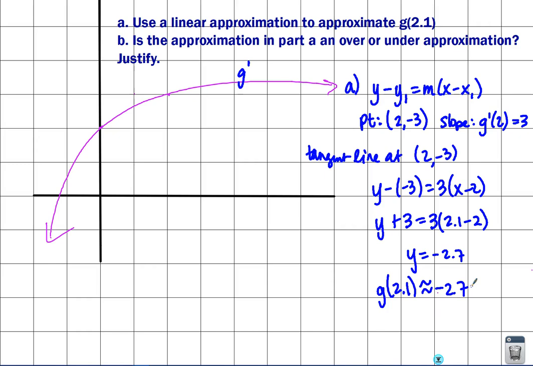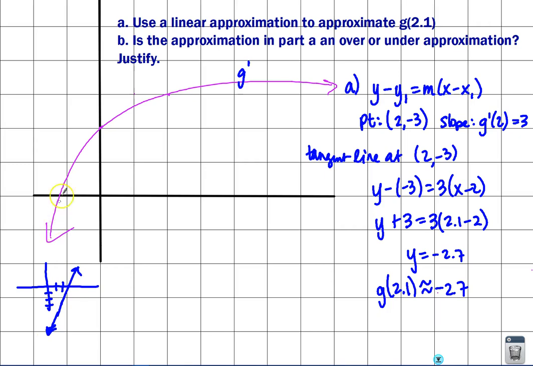Well, let's see here. So if I'm just drawing my function here, my tangent line went through the point (2, -3). It had a slope of 3, so 1, 2, 3, so it looks like this. This is my tangent line, roughly. I have no idea what the function looks like.